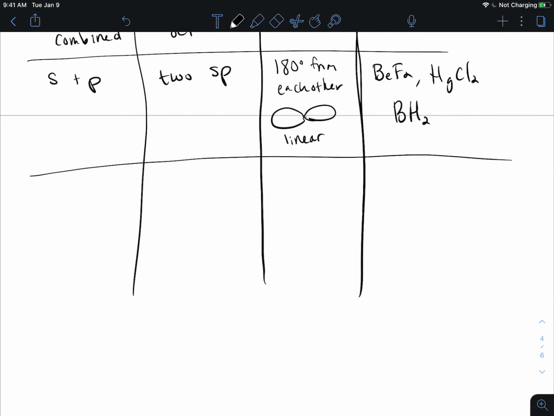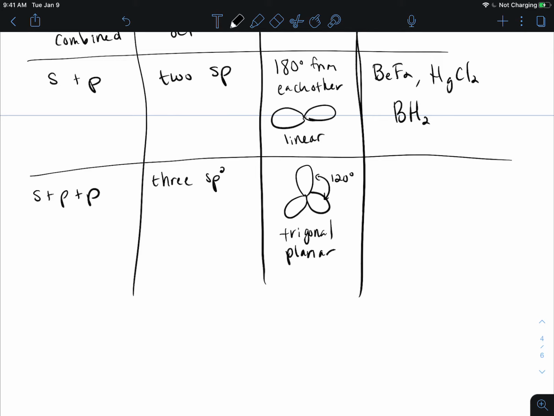Okay, next, an s plus two p gives us three sp2 orbitals. These are 120 degrees from each other. So they form 120-degree bond angles, if those lobes are 120 degrees away from each other. So this is going to be our trigonal planar geometry that we see here. Examples are BF3, SO3.